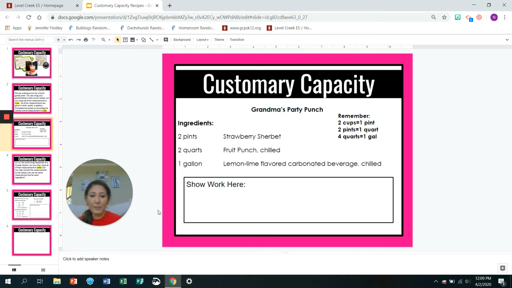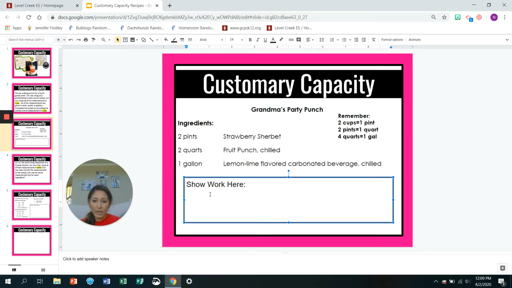So here's the recipe. We need 2 pints of strawberry sherbet, 2 quarts of fruit punch, and 1 gallon of lemon lime flavored beverage. And here are some things to remember. 2 cups is equal to 1 pint, 2 pints is equal to a quart, and 4 quarts is equal to 1 gallon. And remember, we're changing these measurements into cups. And we're going to show our work here.